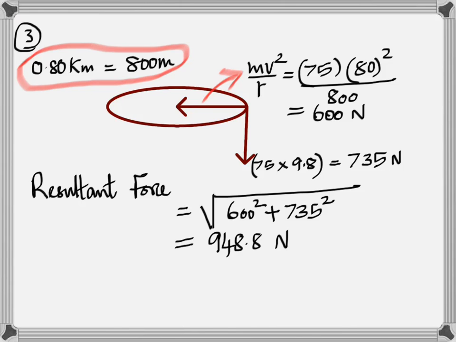Question 3, you're asked to find the resultant force, so there must be the centripetal force given by mv squared by r, which is 600 Newton. And then you have the weight of the object, which is 735 Newton. And since they are at right angles, the square root of the sum of the squares of the two will give you the resultant force.